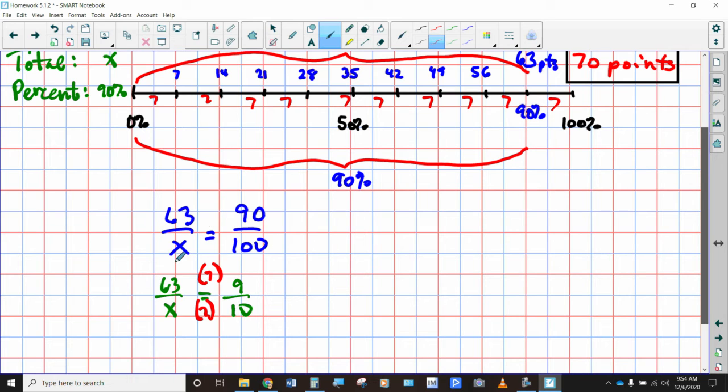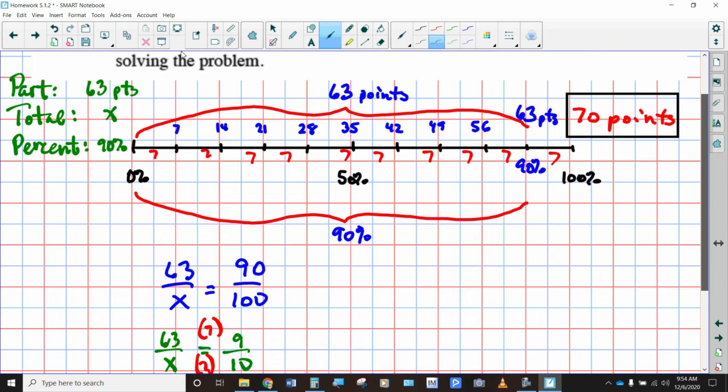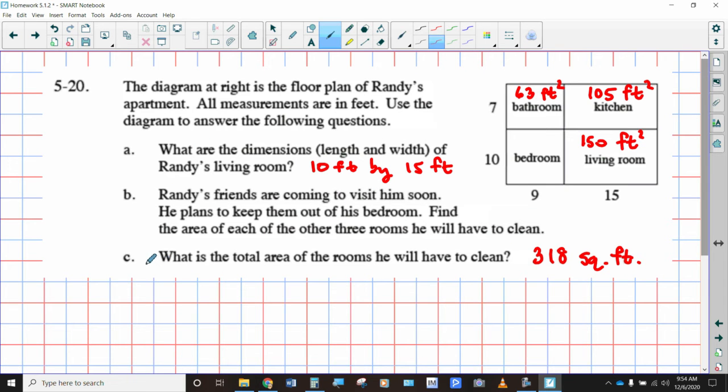Okay, so percent proportion diagram. Two great ways to solve problems like this. All right, let's take a look at some area diagrams.